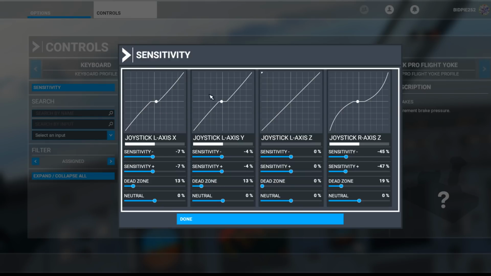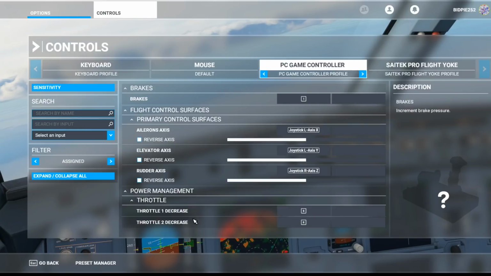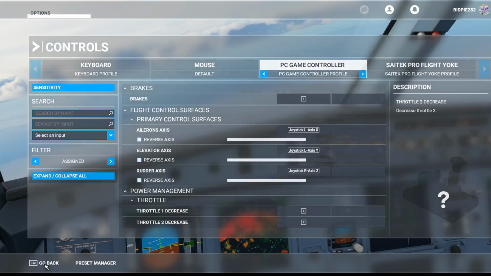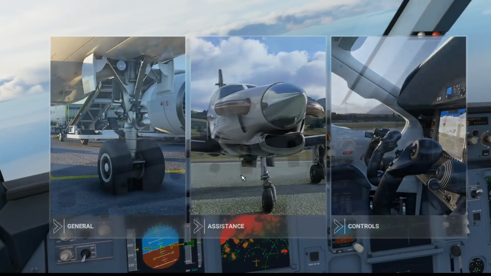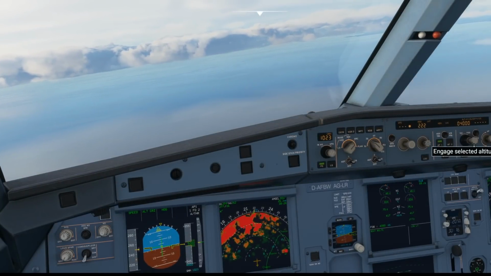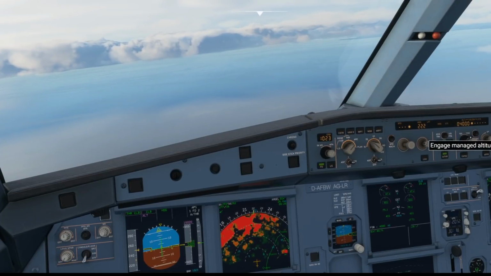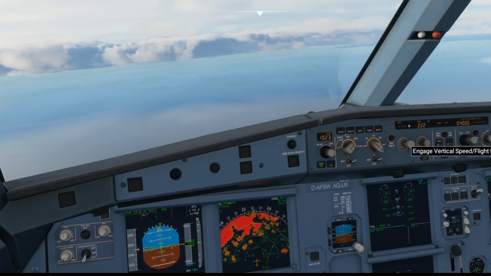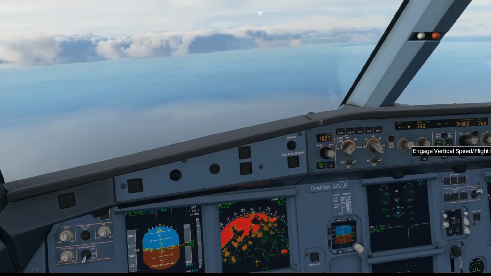So set those dead zone settings up, because that will help you with those very minor small corrections that we have to make on final approach. Okay, so now that's done, let's get back to flying. Okay, so just going to start making the descent so we can capture the glide slope in a few moments.